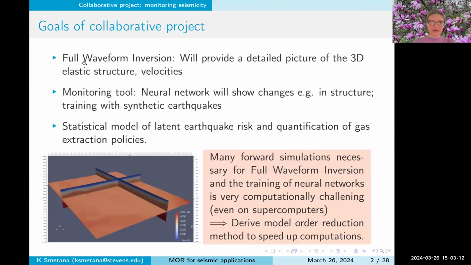One is that we want to do full waveform inversion. That means we want to provide a detailed picture of the 3D structure and the velocities in Groningen. That basically means you solve an inverse problem where you try to minimize the error between actual seismograms that you record and synthetic seismograms.